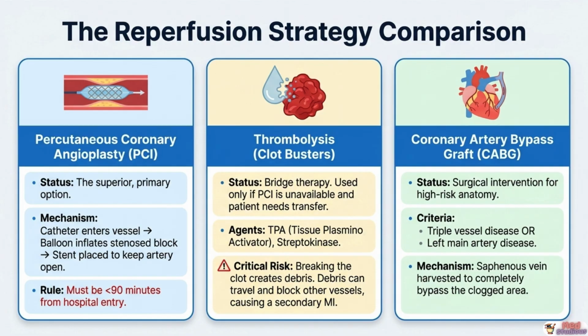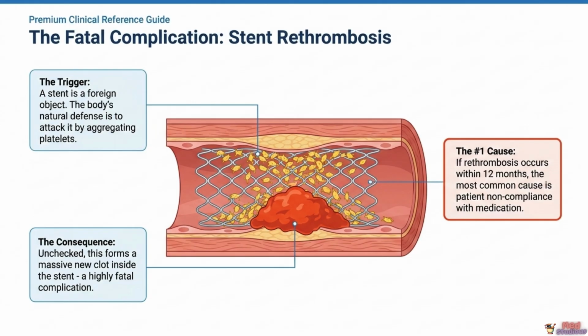CABG, coronary artery bypass graft surgery, is reserved for patients with triple vessel disease or left main artery disease who require complete surgical revascularization, where PCI of all affected vessels is technically suboptimal or anatomically unfeasible. Following successful PCI and stent deployment, a new and potentially fatal threat emerges: stent rethrombosis. Understanding its mechanism, clinical significance, and prevention strategy is essential for post-procedural patient safety.